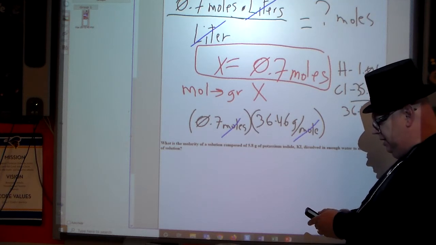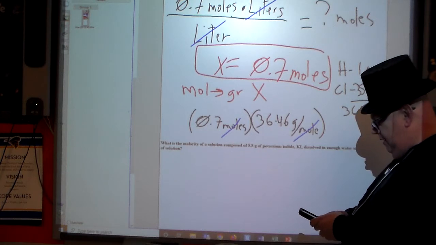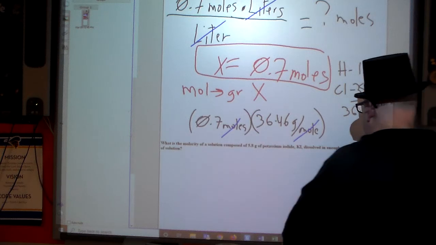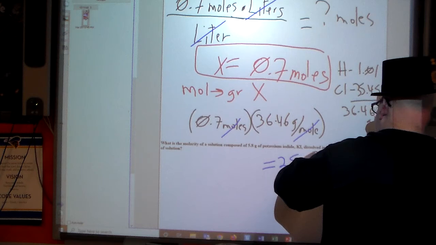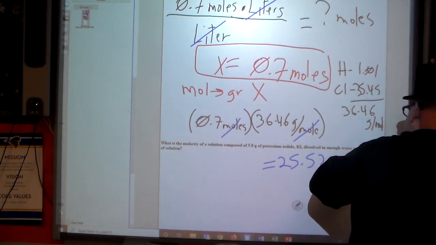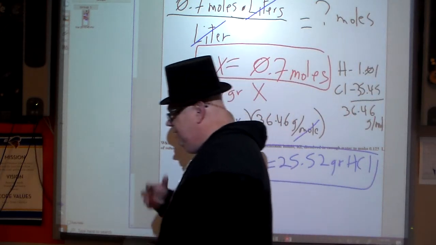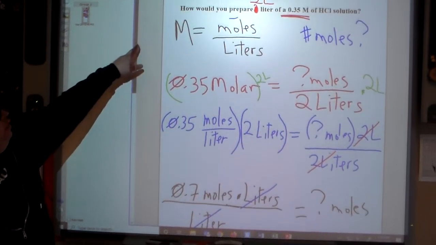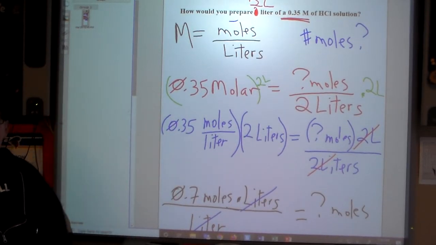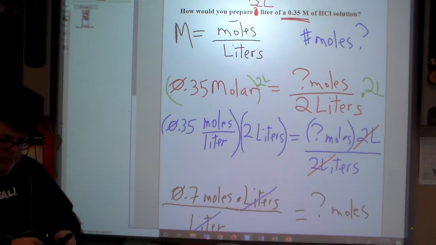Let me get out my calculator, hit the clear, and I got 0.7 times 36.46 equals. So I walk away with 25.52 grams of HCl. That's what I would need to add to the 2 liters of water to make that solution of 0.35 molar. That's it.